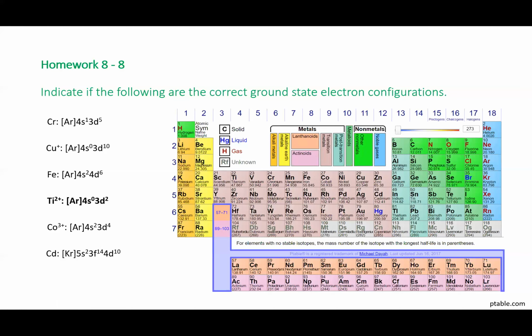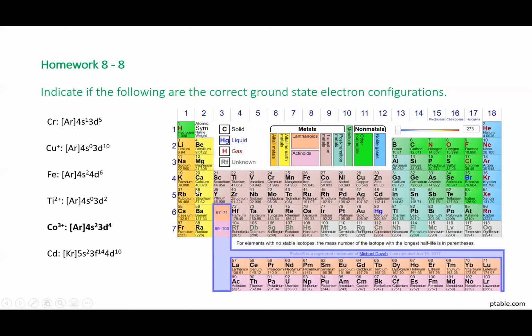So finally, let's move on to titanium 2+, same period. So titanium is right here, so we start here, so it's 4s2 and 3d2 in order to get to titanium, but because it's 2+, it's lost 2 electrons, again losing them from the highest energy orbital, which is the s. So yes, this is the correct electron configuration.